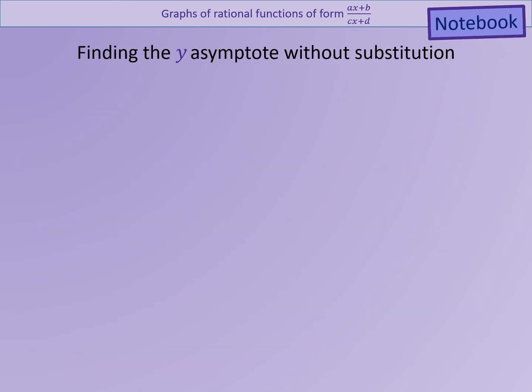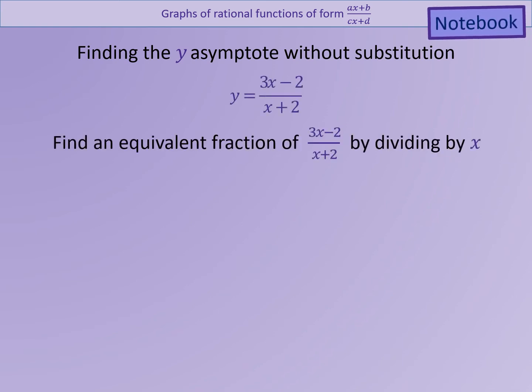Okay, so there is an alternative way of finding the y-asymptote without substitution, and let's take a look at that method now. We first of all find an equivalent fraction of the one that we are given in the question, so the (3x minus 2) over (x plus 2). And we do that by dividing by x. Now we divide by x there because the leading term of this fraction has a power of 1. So we are dividing by x to the power 1, so we are dividing both the numerator and denominator by that value of x.